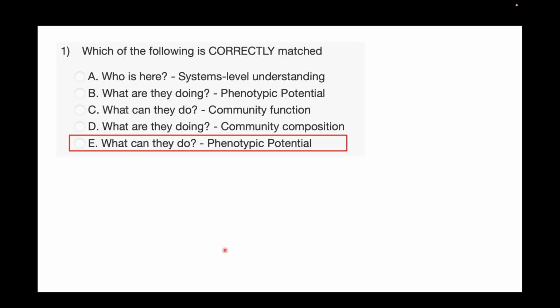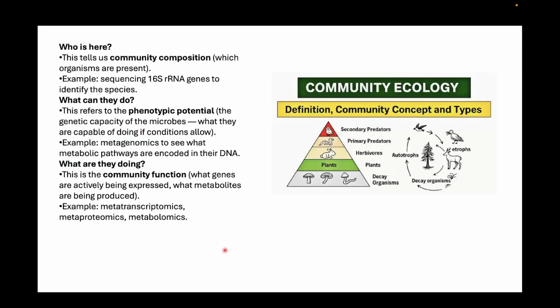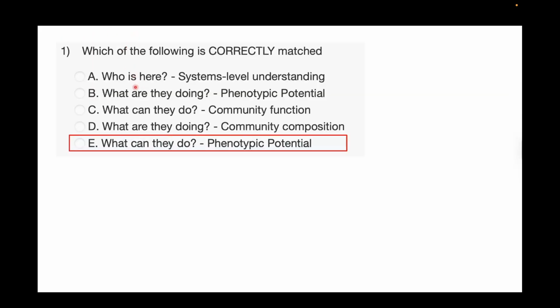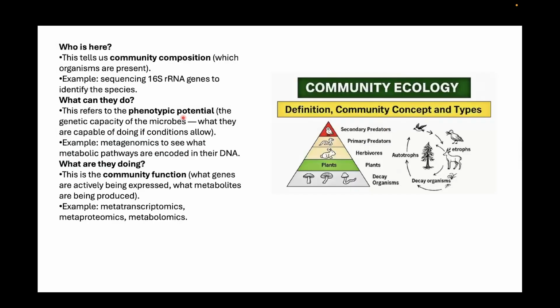Okay, let us understand the different groups present in an ecological community and what these terms actually mean. So there are mainly three questions that are asked here in the options: Who is here? What are they doing? What can they do? These are the three questions. Let us evaluate each question one by one.